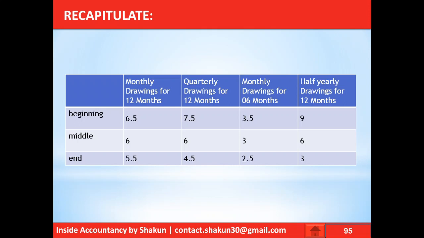If monthly drawings are made but only for 6 months, then in the beginning, in the middle and in the end, the average period would be 3.5, 3 and 2.5. And if the drawings are made half yearly for 12 months, that is in a year 2 times the drawings are made, then the average period in the beginning, in the middle and in the end would be 9, 6 and 3 respectively.